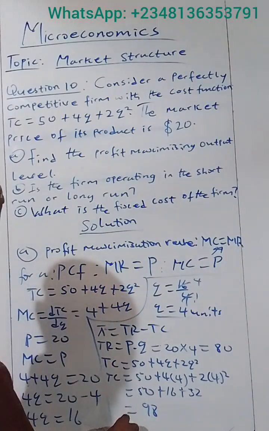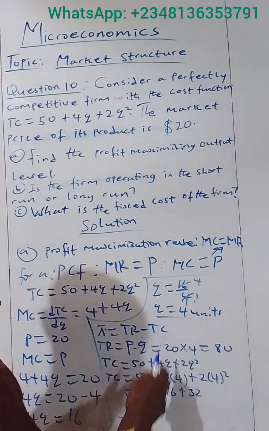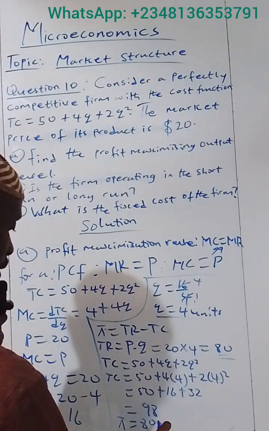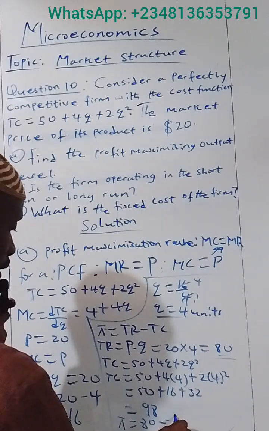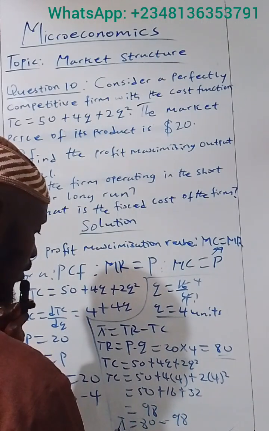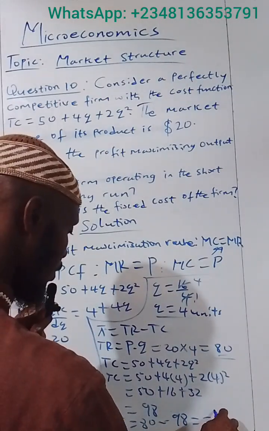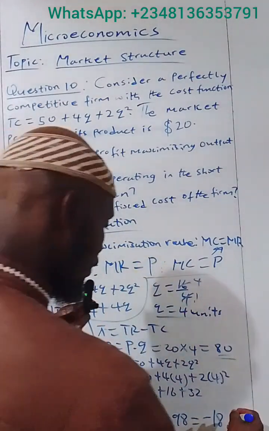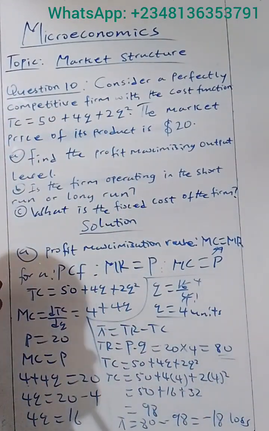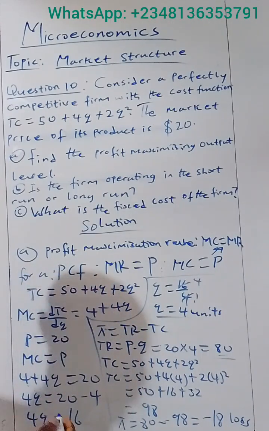Therefore, the profit of the firm will be TR minus TC. Don't forget my TR is 80 minus TC. TC is 98. Therefore, the profit of this firm is equal to minus 18. The profit is negative, that is loss. Given the criteria I gave you earlier, you can see the firm is not making zero profit. Zero profit is also known as normal profit. So the firm is not making zero profit, which shows that the firm is in the short run.